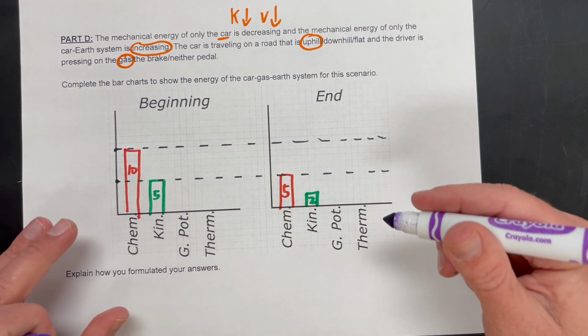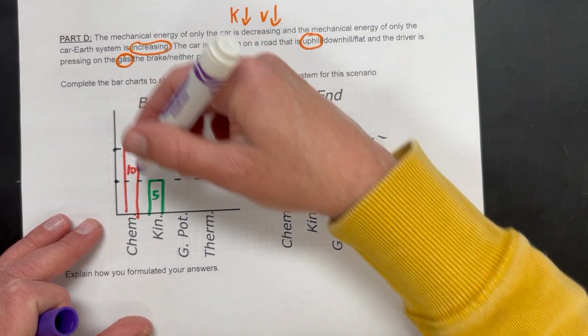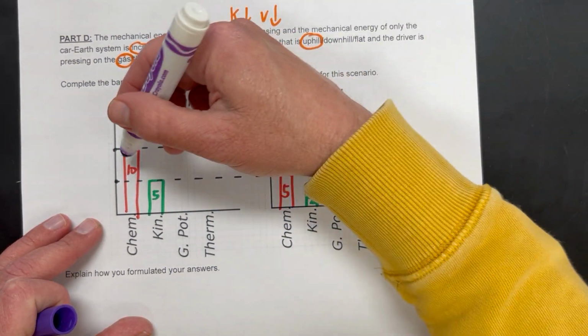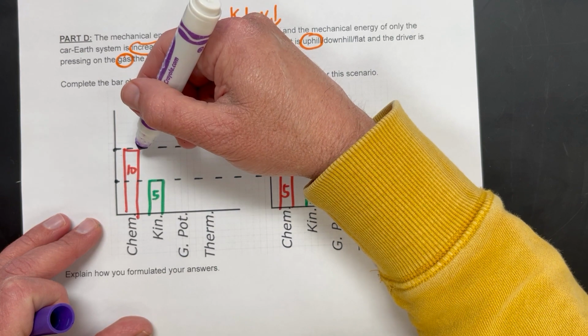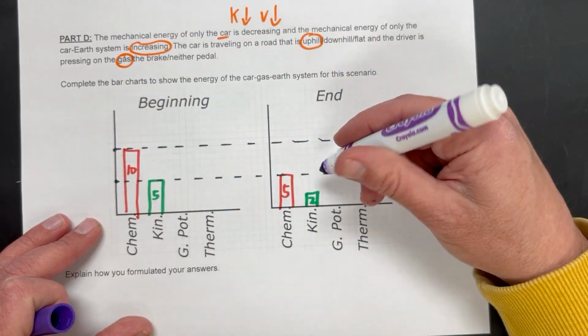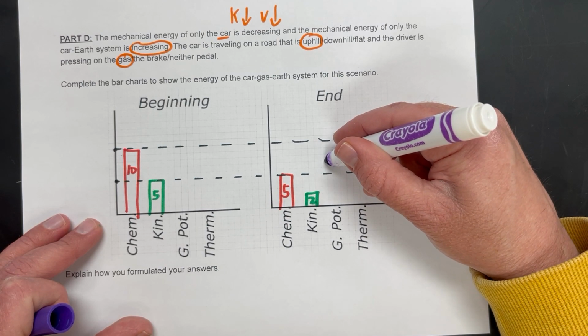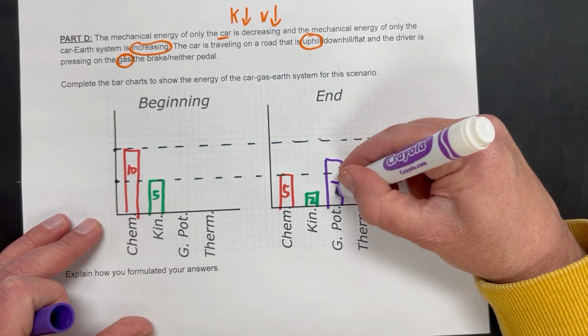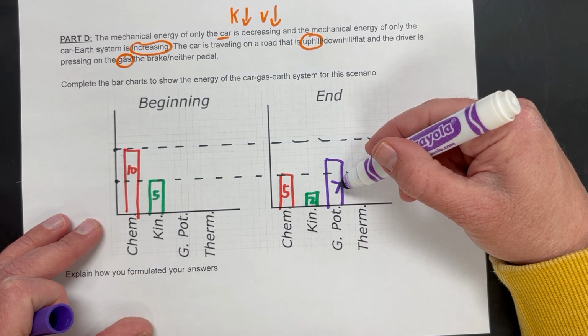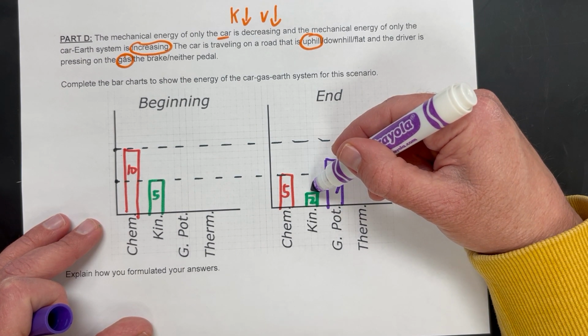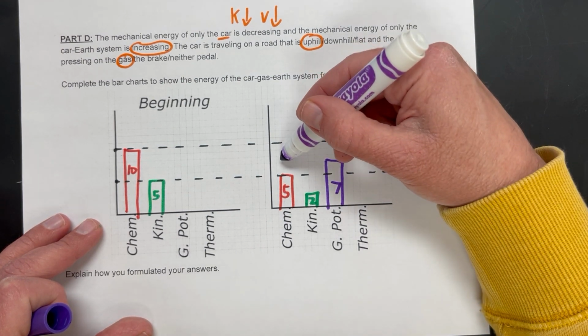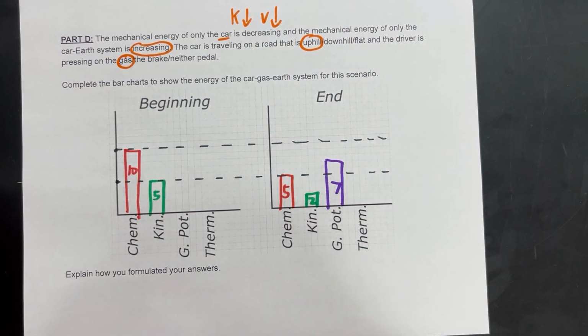Our gravitational potential energy must be increasing, and it's got to equal the loss of both of these. And so if we lost 5 from here, and we lost 3 from here, then we go up to 7 here. Part of this increase is coming from the loss of kinetic energy, and part of this increase is coming from the loss of chemical energy in the form of the gas.